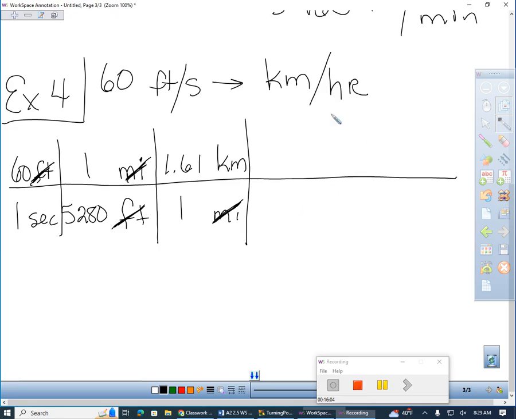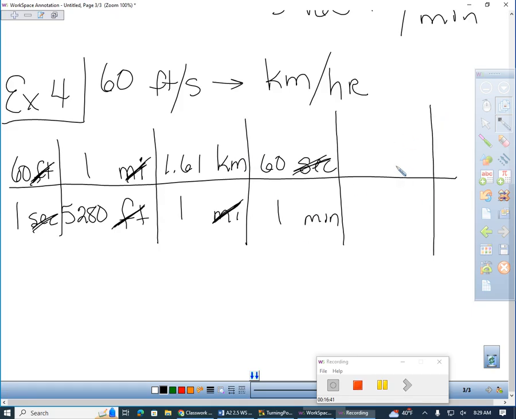So what's my next conversion factor? Can we go seconds to hours? You got to go seconds to what first? Seconds to minutes, exactly. So we're going to put seconds on the bottom right now, which means we have to put seconds on the top. We're going to go to minutes. 60 seconds is 1 minute. My seconds cancel. So right now I'm in kilometers per minute.